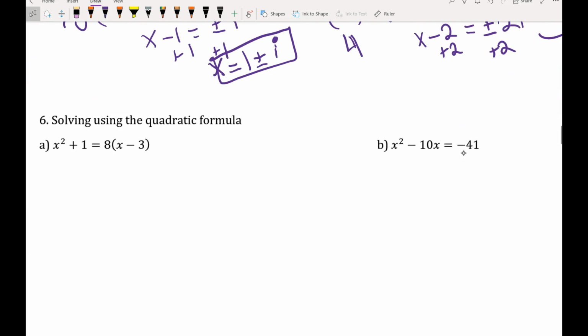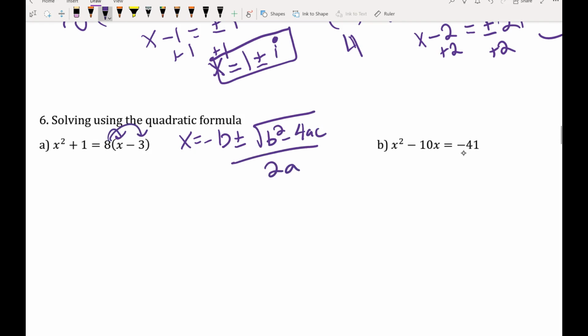Solve using the quadratic formula. Remember, in order to use that quadratic formula, we need to get our quadratics into standard form first. So I'm going to distribute that 8 on this side to get x squared plus 1 equals 8x minus 24.